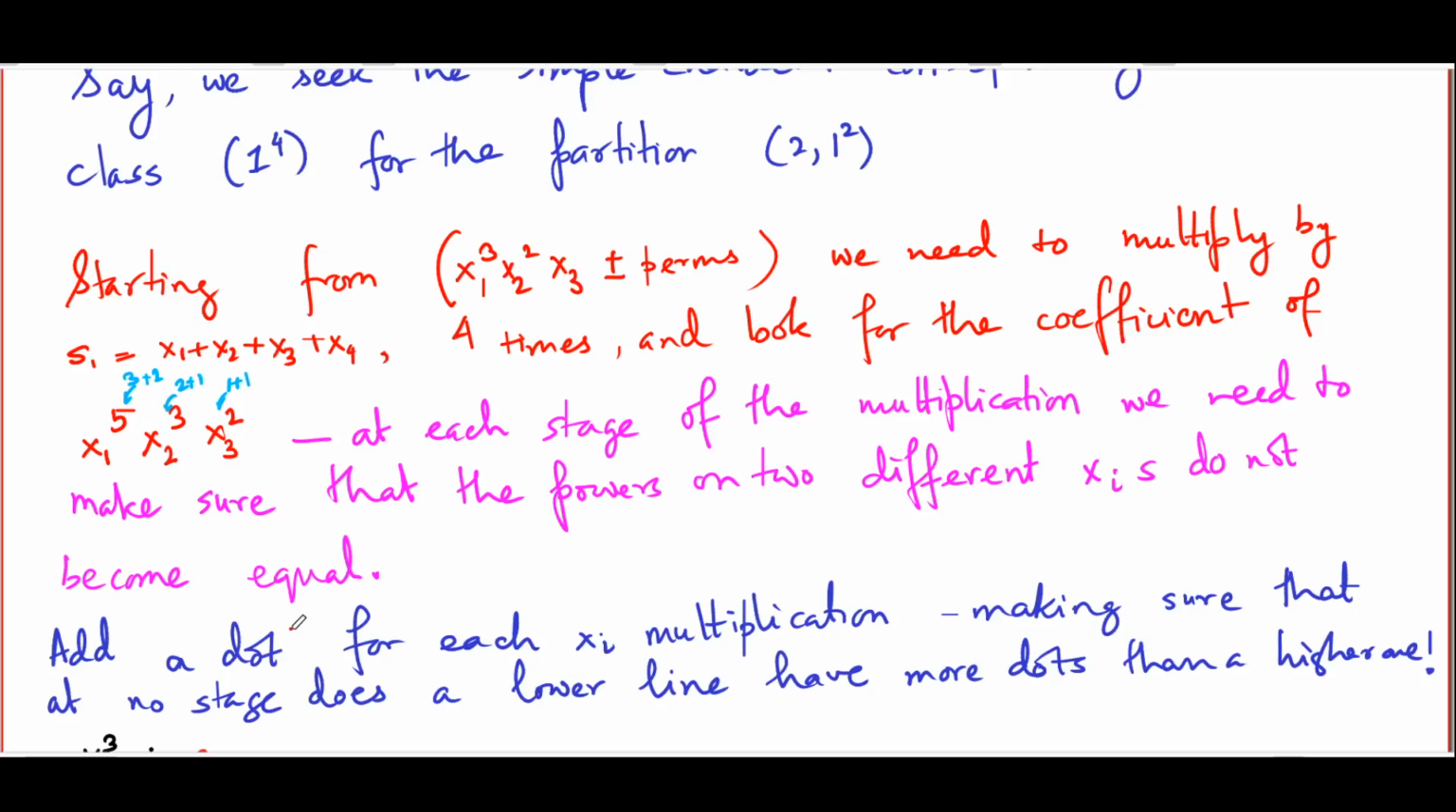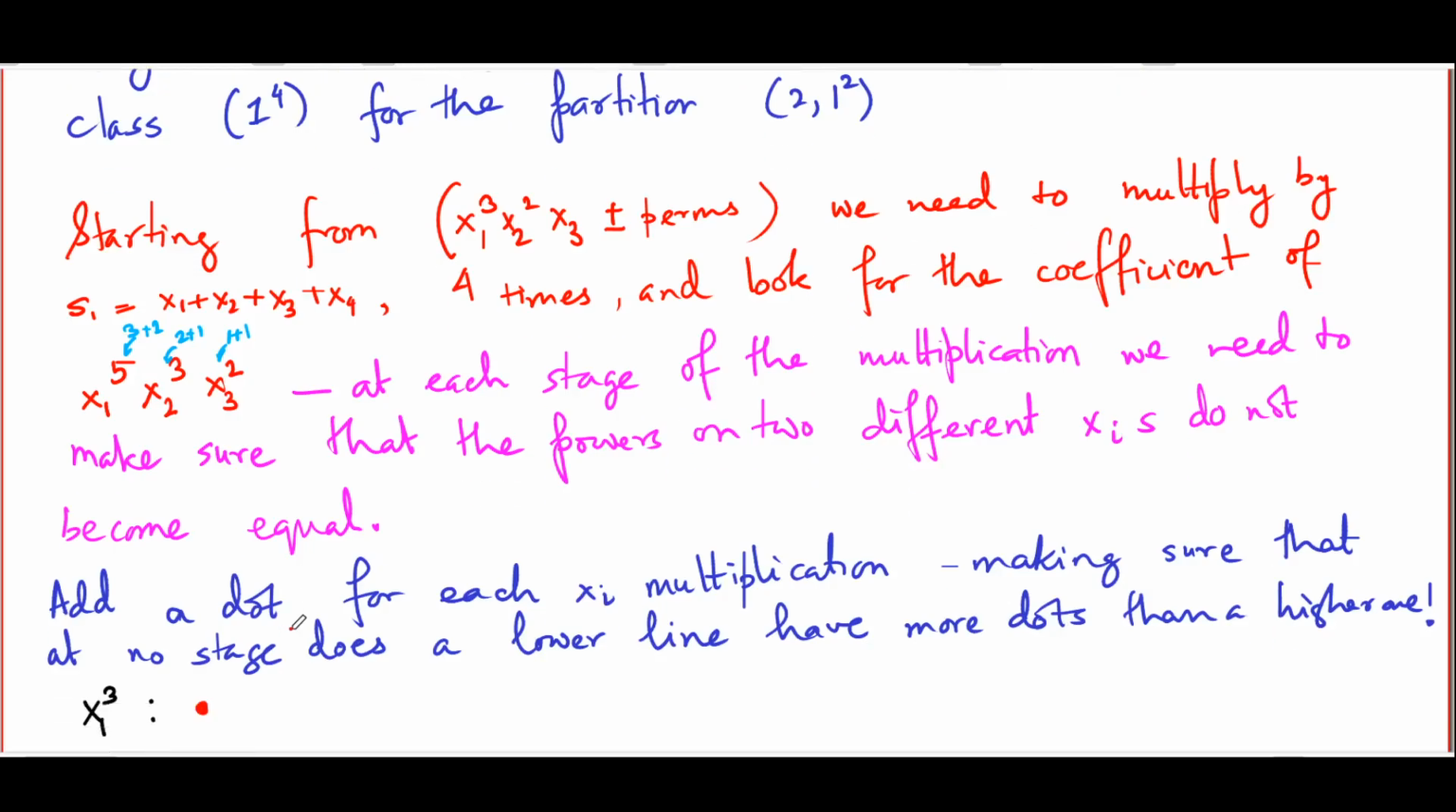So if at any given stage the lower line has one more dot than the higher one, you're going to end up with equal powers. That's what we want to avoid. So with this restriction in mind, we are just going to denote the multiplications by dots. And let's see how that works.